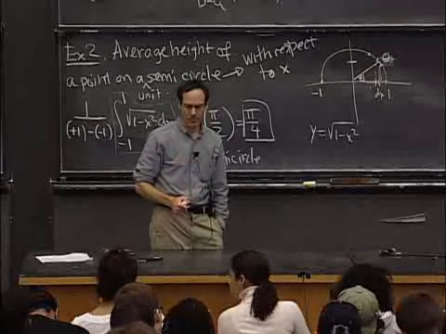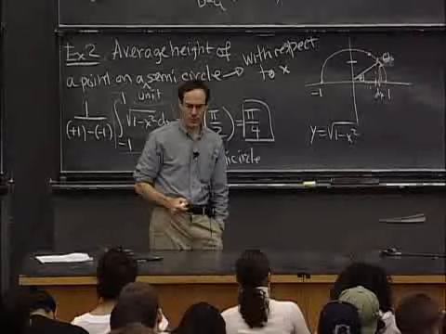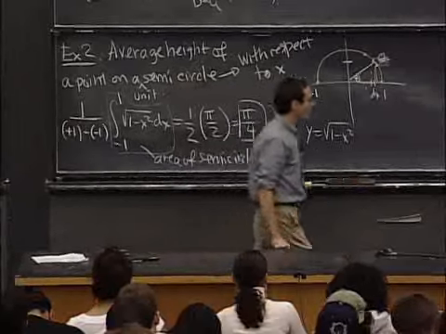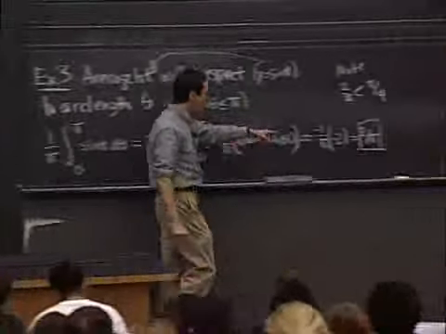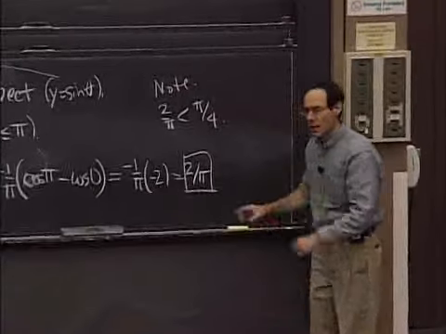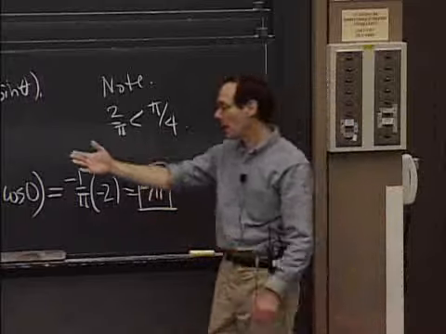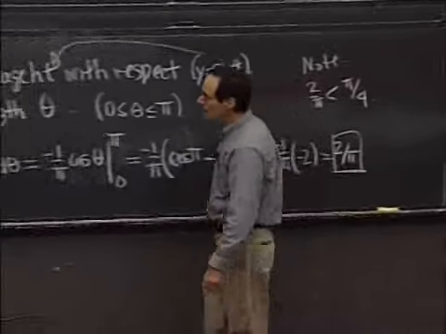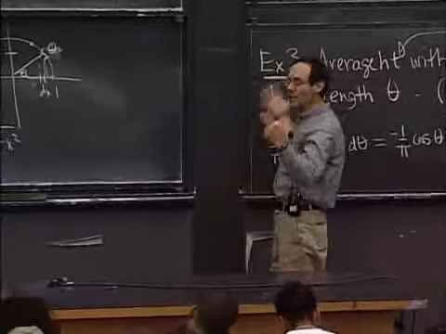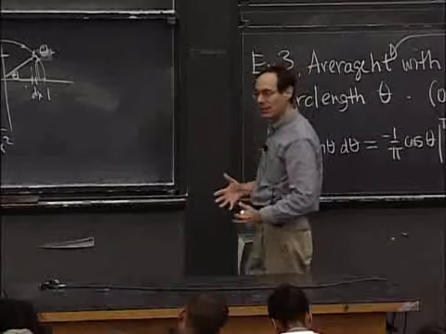The average height with respect to arc length is 2 over pi. Then the next question is, how should you interpret this value, that is, what came out of this calculation? And the answer is only sort of embedded in this calculation itself.